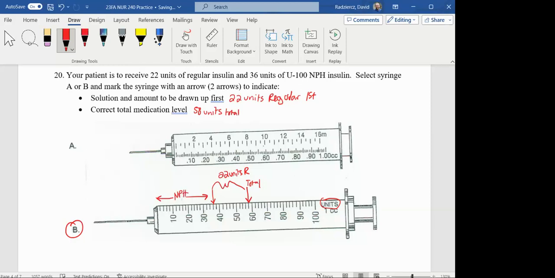So if I'm being extra cautious and I want to make sure that my instructor knows that I know what I'm talking about, even though I don't agree with the way this is situated, this is probably how I would mark my syringe, just to be on the safe side. But my hope is that they start to, if they haven't done so already, phase this question out.